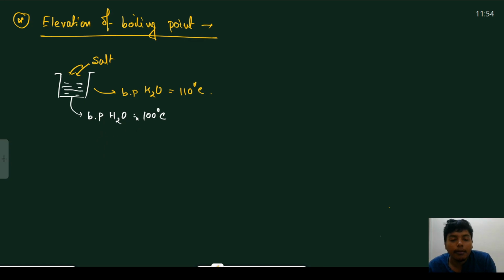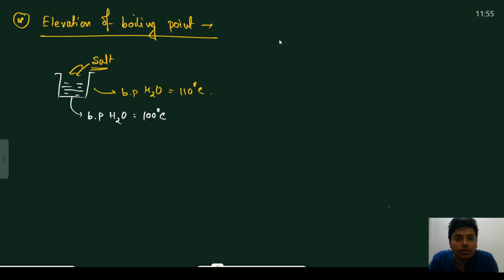I'm just saying, you can check it in your home. How much time does it take to boil one glass of water? It will take more time to boil if you add some salt in it. Understood? So normally if you add solute, the boiling point will increase. Elevation of boiling point happens, and that property depends on the number of solute particles.